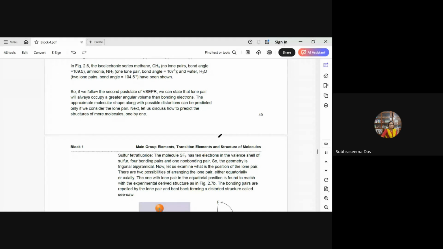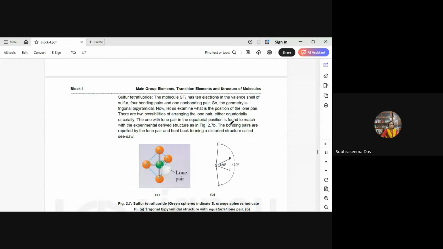So that is why we have to always consider the lone pair before describing the geometry of any molecule. Now here the example is SF4. SF4 has 10 electrons in the valence shell of sulfur, 4 bonding pairs and 1 non-bonding pair. So here the geometry is trigonal bipyramidal. Now we will see the position of the lone pair.